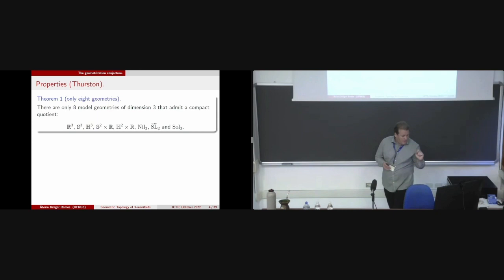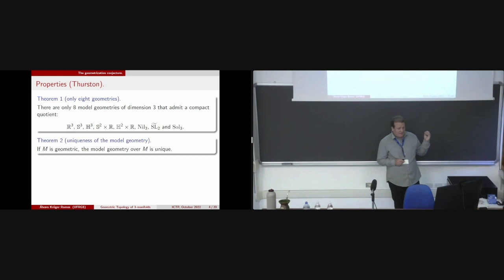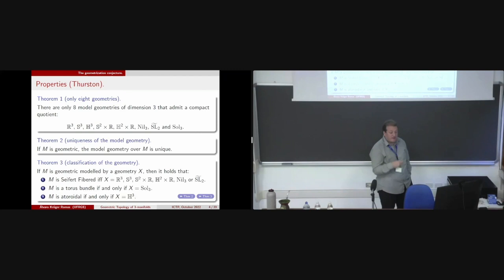Yes, thank you. Okay. So there are only 8 geometries of dimension 3 that actually admit a compact quotient. They are R3, S3, H3, S2 times R, H2 times R, Nil3, SL2R tilde, and Sol3, and we presented their definitions yesterday. And the second theorem that Thurston proved is that if you are geometric, the model geometry is unique. You cannot be geometric with two distinct geometries. Again, the geometric structure could be different, but not the geometry. And finally, there is some sort of classification of geometries. If you are geometric, you can say which geometry you have based on the topology of your manifold.